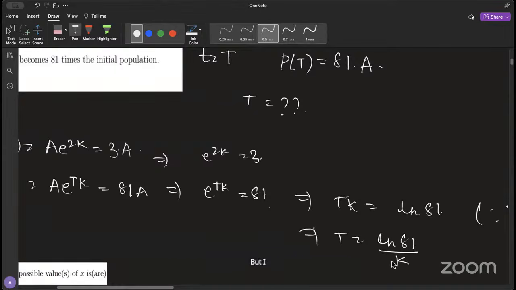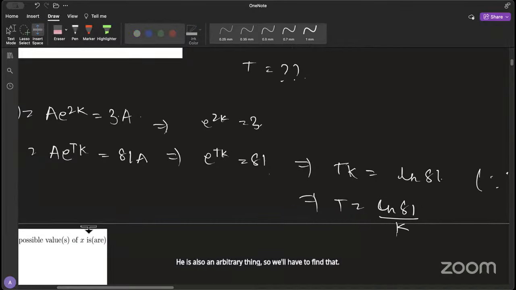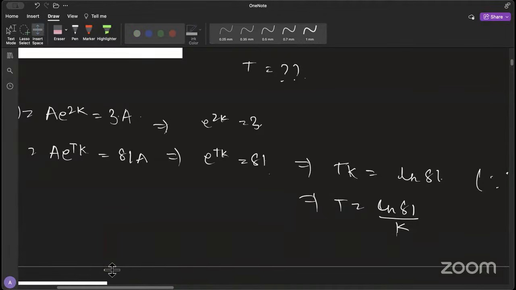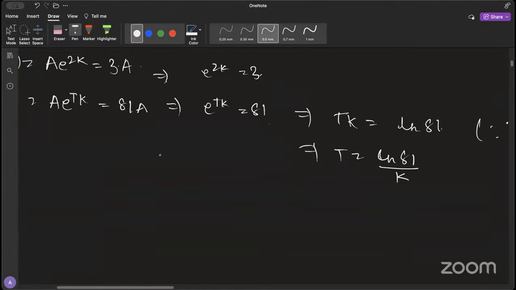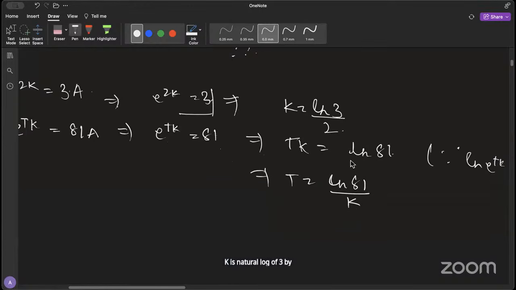But I don't know what k is. K is also an arbitrary thing. So we'll have to find that. From this equation, we'll use this equation to find the value of k. So this implies that my 2k is equal to natural log of 3. That means my k is natural log of 3 by 2.